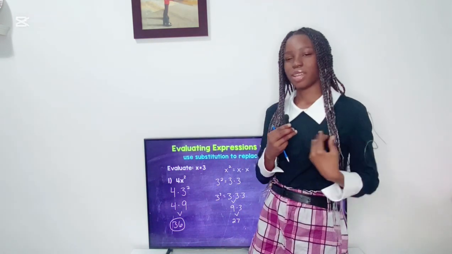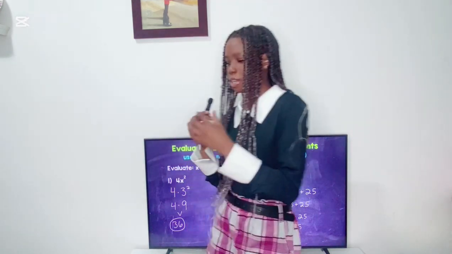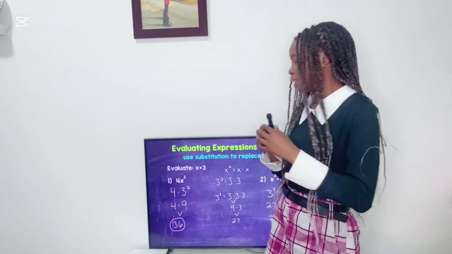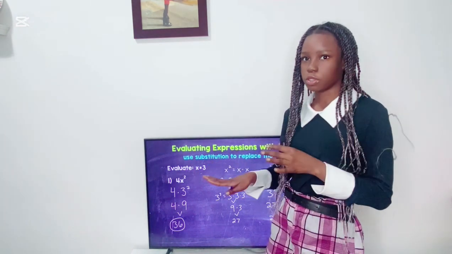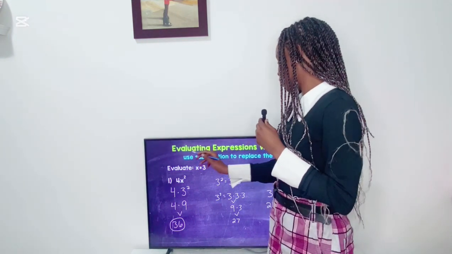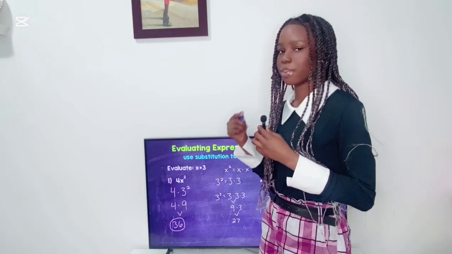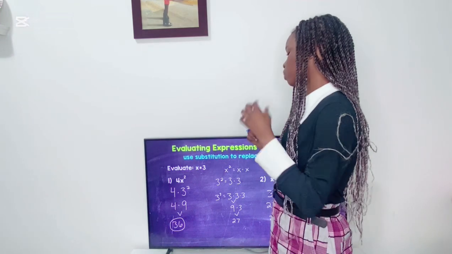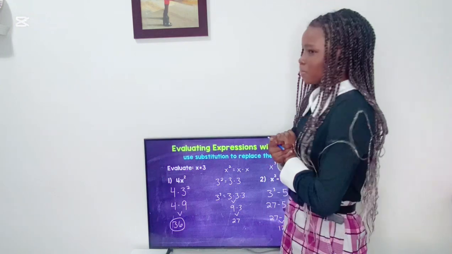We're going to be talking about evaluating expressions with exponents. That also reminds me that we low-key have been doing a lot of evaluating expressions. We also did something along the line. But anyways, this one is with exponents. So without further ado, let's just get right into the rules. So we have to use substitution to replace the variables. That is the rule you have to use. Let's just jump right into number 1, which says 4x raised to the power of 2.